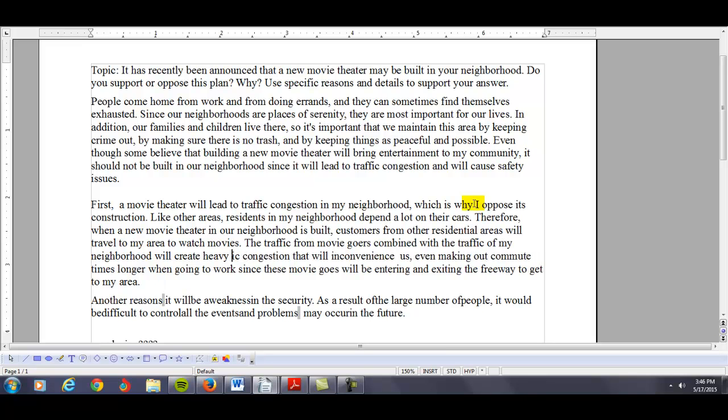congestion that will inconvenience us, even making our commute times longer when going to work, since these moviegoers will be entering and exiting the freeway to get to my area. This is added stress that my neighbors and I could do without.